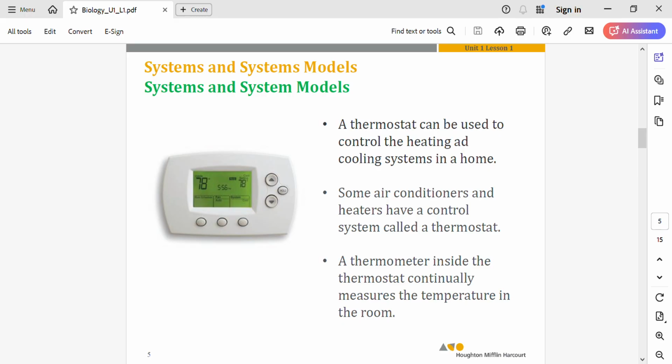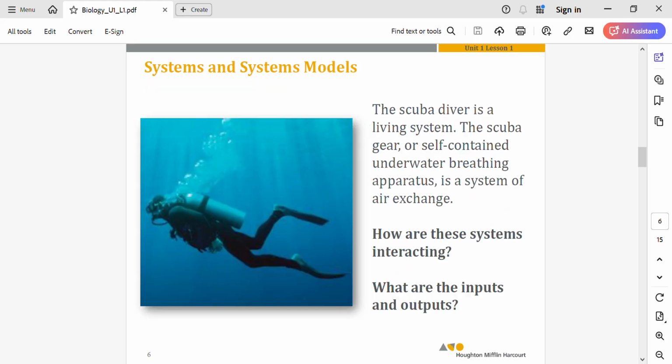If we look at the thermostat, it acts as a system. It interacts with the external environment and it controls the temperature. Another picture shows the scuba diver is a living system and it interacts with the water, which is a non-living system.